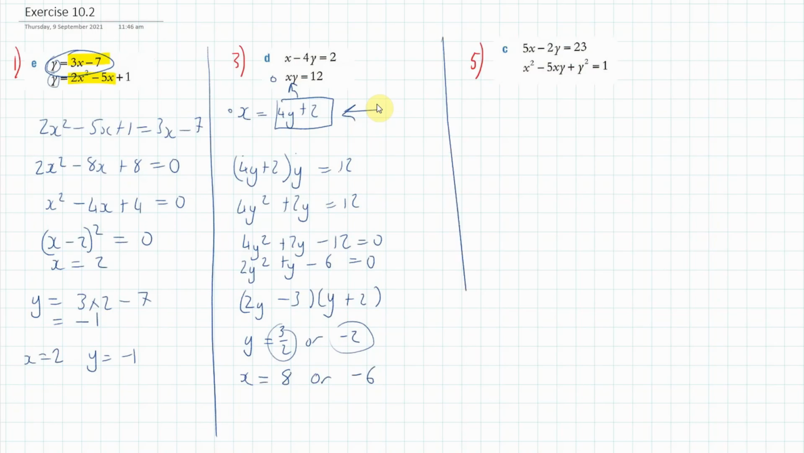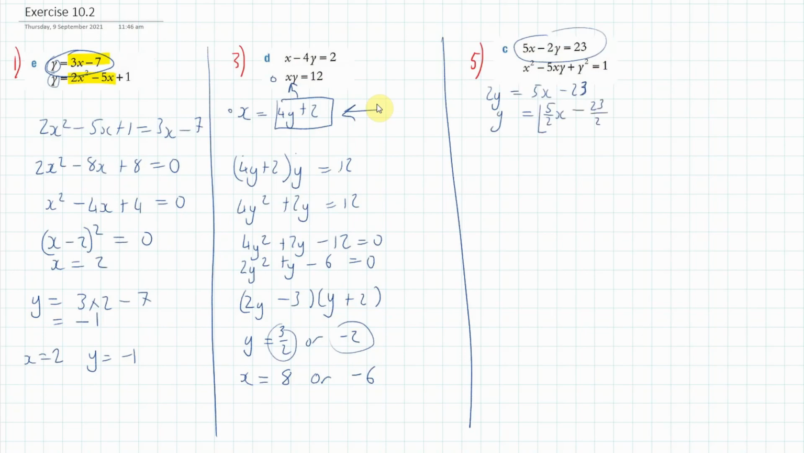Okay, that's that. Now the final question, question 5C. This looks rather tricksy. What can we do here? Now, what would I do? I am going to take this one here and go 2y is equal to 5x minus 23. This might not be the easiest way, but this is what I'm going to do. And therefore, y is equal to 5 over 2x minus 23 over 2.